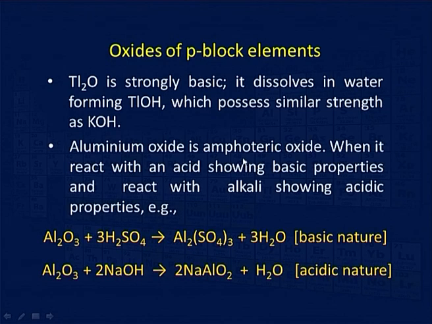The oxide of aluminium is an amphoteric oxide. When it reacts with an acid it shows basic property, and when it reacts with alkali it shows acidic property. It is revealed in the reaction where alumina reacts with sulfuric acid forming aluminum sulphate, showing basic nature, and when it reacts with the base sodium hydroxide, it forms sodium aluminate, revealing the acidic nature. So, it is the property of aluminum oxide to be amphoteric, revealing both basic and acidic nature.